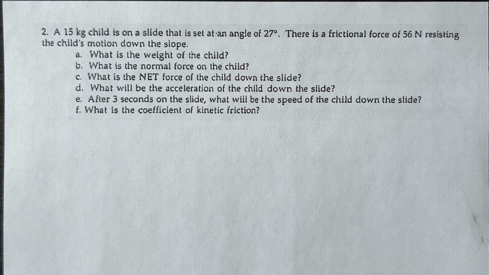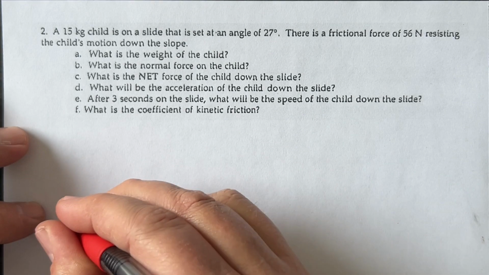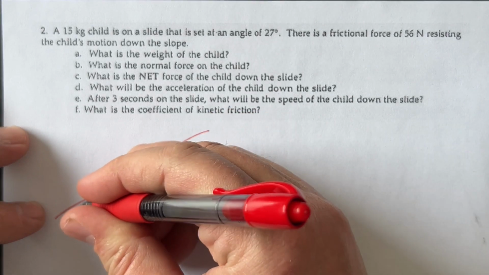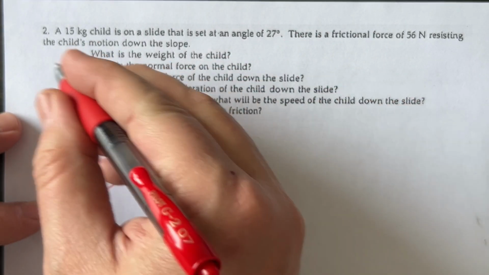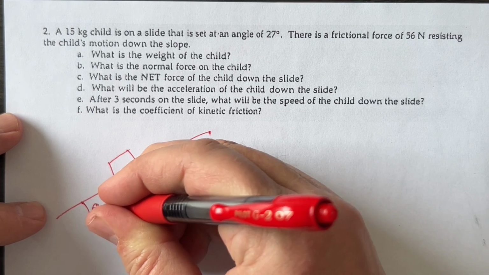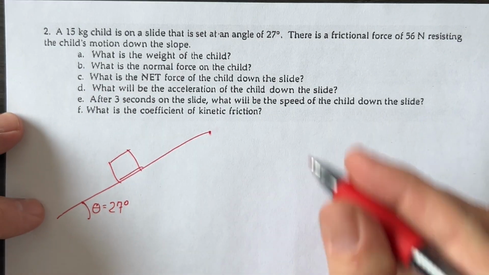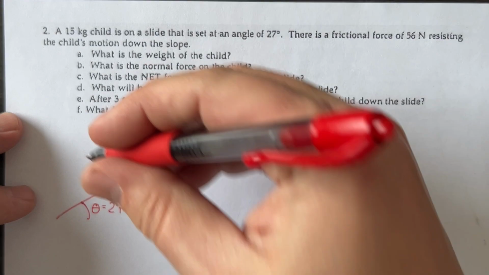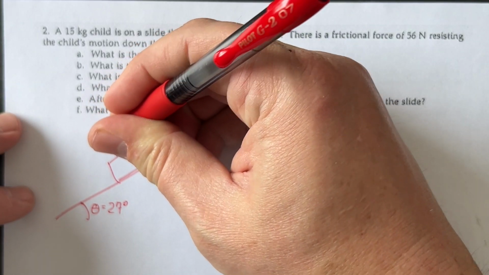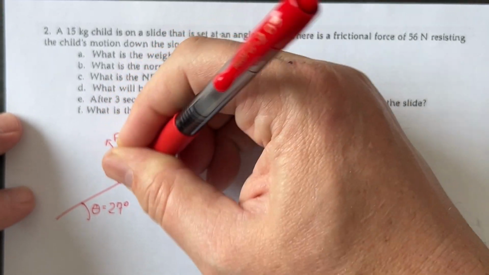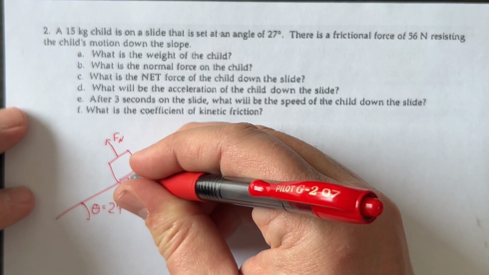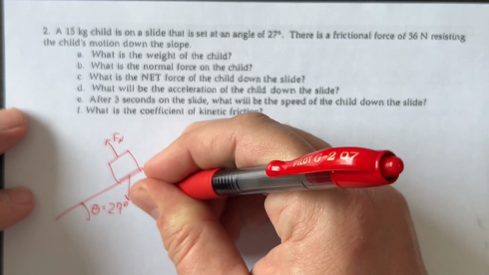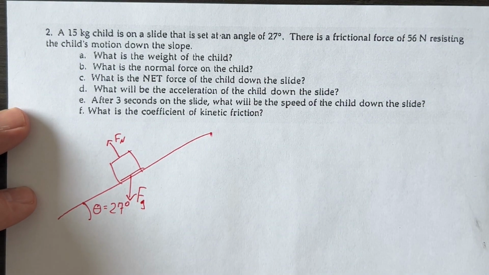So in pretty much all of these problems, we have a setup where an object is on a surface that has been tilted by some angle. In this case, they have told us that it's 27 degrees. And when it's tilted at this angle, the force normal, the force perpendicular to the surface, ends up getting tilted, and gravity ends up pulling straight down. Now, if we have no friction, these are all the forces.